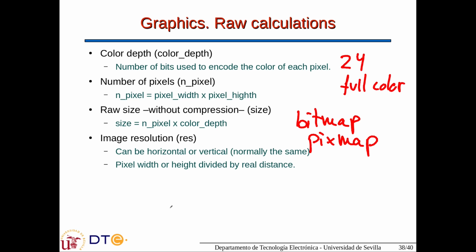Another important factor with images is the resolution. That is the relation between the pixels and the real size of the image. It means how many pixels you have for some real length. You may have different horizontal and vertical resolution, but they are normally the same. Okay, and it's also good to understand that when you have a higher resolution, it means that you have more pixels in the same size, so the image will look more real.